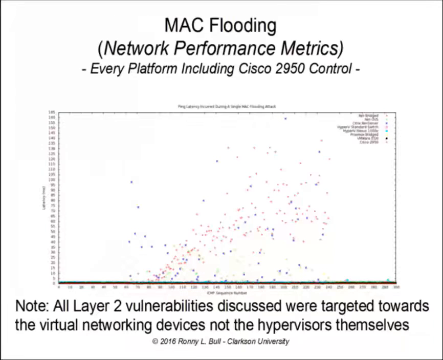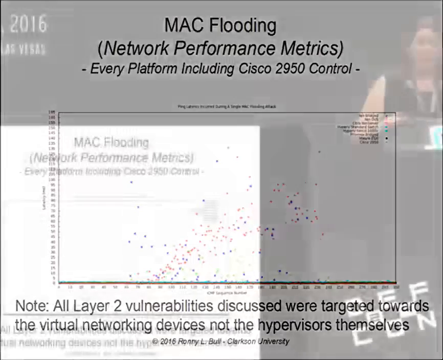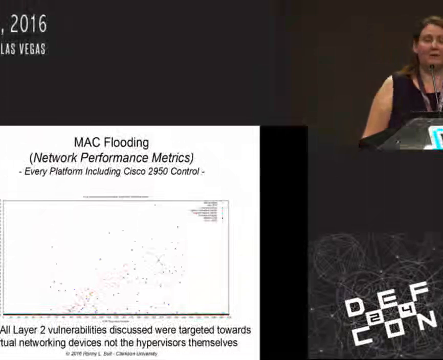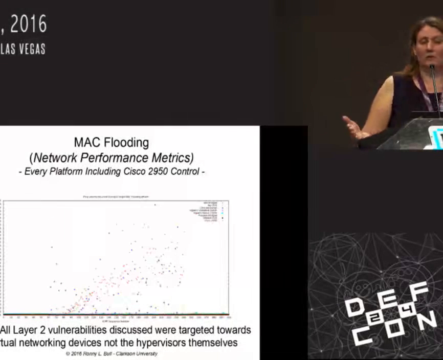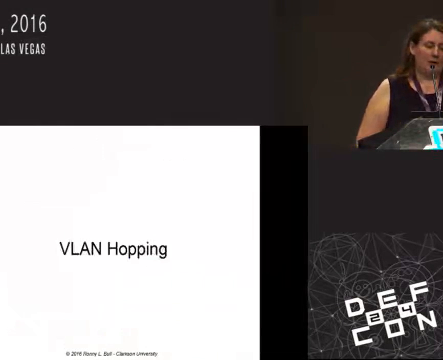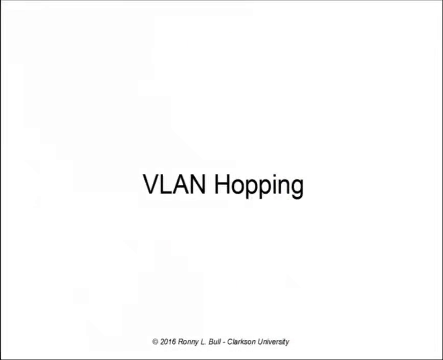I'd like to make the point, before we head into some of the rest of the things, that all of these layer 2 vulnerabilities that we're discussing were targeted toward the virtual networking devices, not so much the hypervisors themselves. What we're testing is what happens with the virtual networking devices. So it's interesting, you see a mix, right? Not everything's vulnerable, not everything is safe, and we're going to see that trend continue across all of our tests. It wasn't uniform which things were vulnerable and which things weren't. At this point, I'm going to pass it over to Ronny, who's going to tell you about the VLAN hopping.